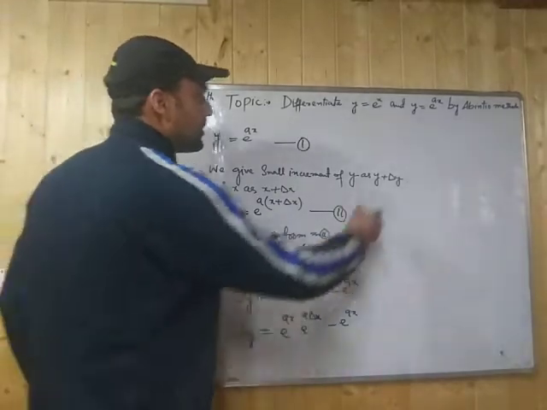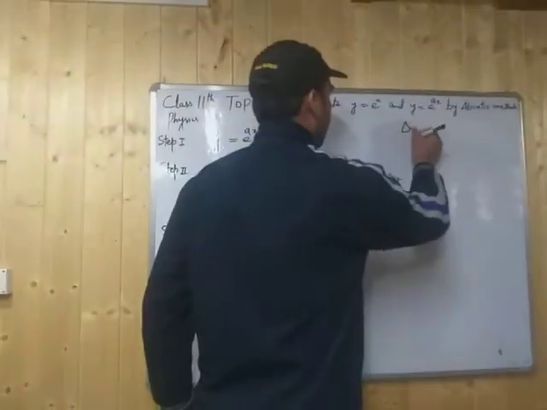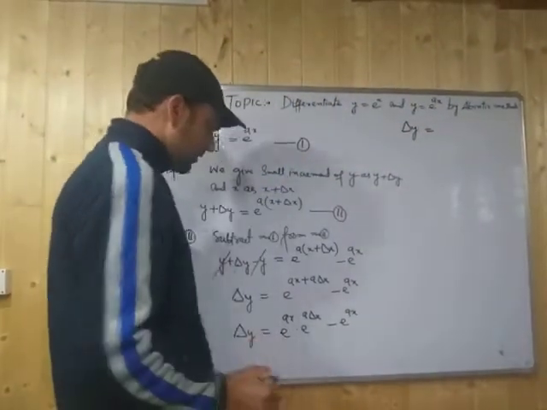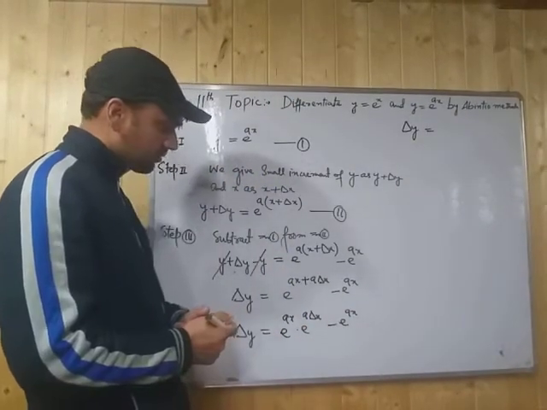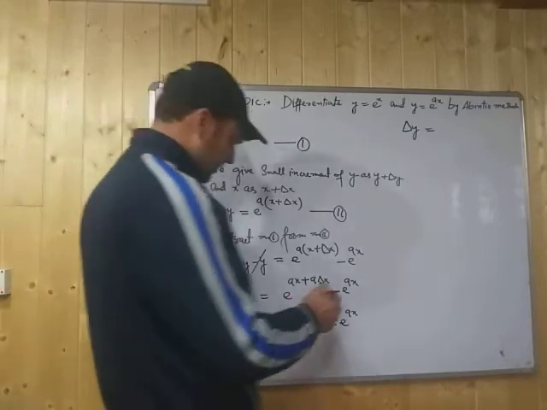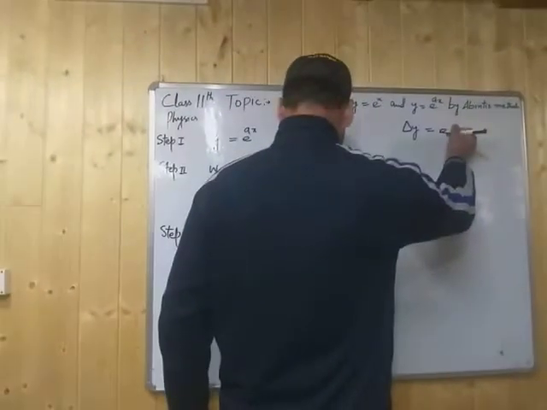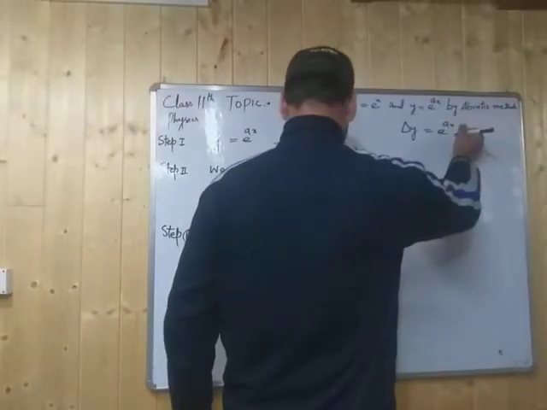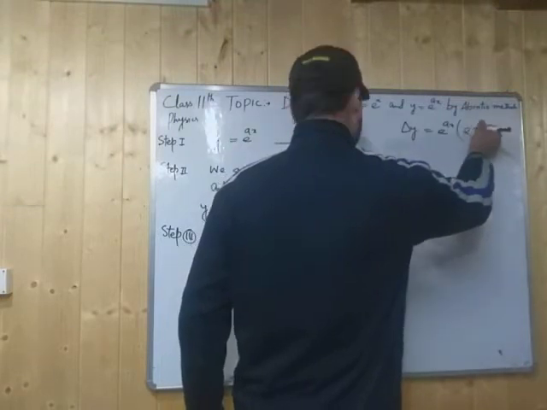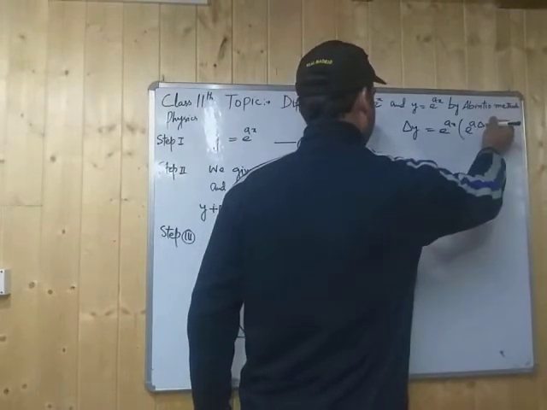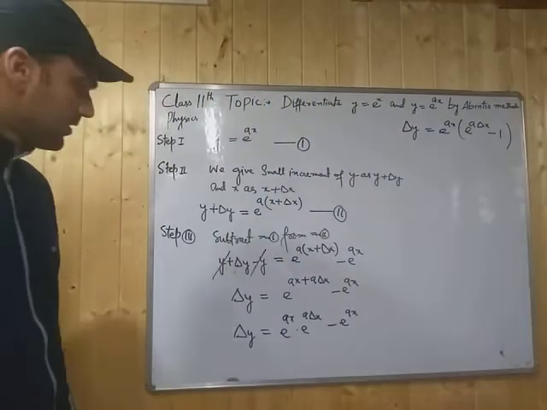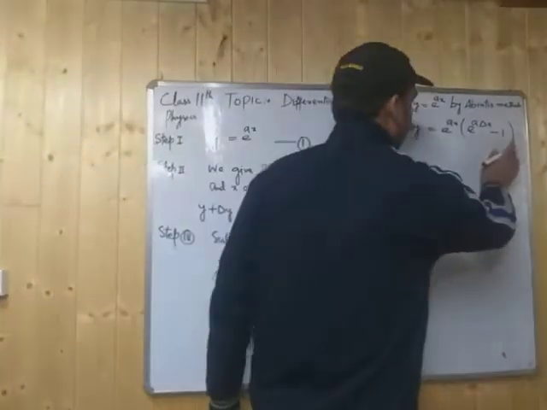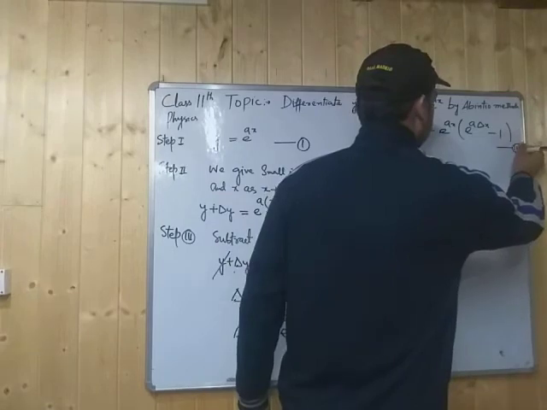We can write here del y is equal to, here e raised to power ax is common in both terms, so we take it out. This will be e raised to power ax into e raised to power a del of x minus 1. So this is equation third.